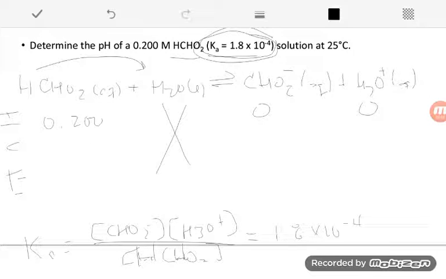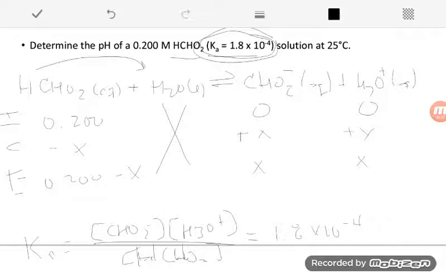I don't start with any products. I'm going to use up some of my acid. At equilibrium, I have 0.2 minus X. I'm going to make some of my products. It's all a 1-to-1 ratio, so it's just X. So I'll have X and X at equilibrium.